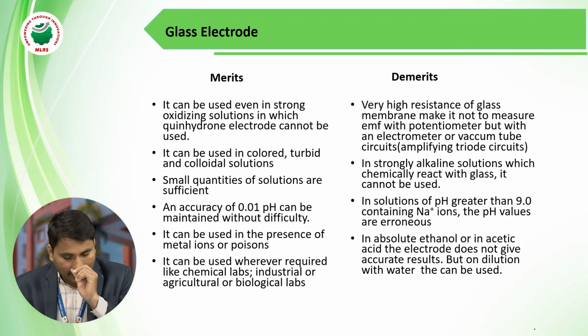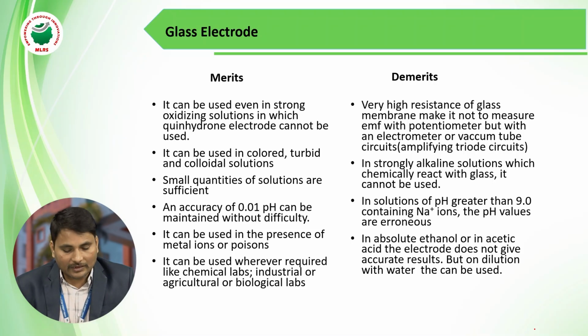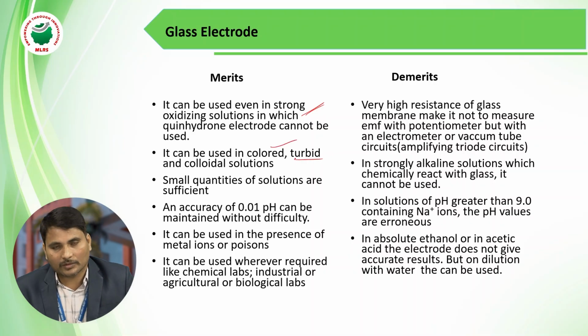And these are some of the merits and demerits of the glass electrode. It can be used even in strong oxidizing solutions, with strong oxidizing agents also. It can be used in colored, turbid and colloidal solutions. If the test solution is turbid or colored, we are not bothered about that. It works in that.